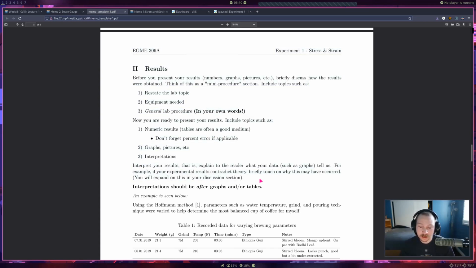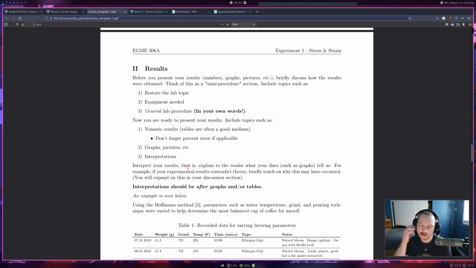Remember, you need to have those interpretations in this section as well. So that's right here. Basically, you're explaining to the reader what your data, such as your figures and your tables, tell us. For the first memo, that would be comparing all the graphs that you have. So which material was the strongest, and you would reference that figure and whatever that value was. Which one was the most ductile?